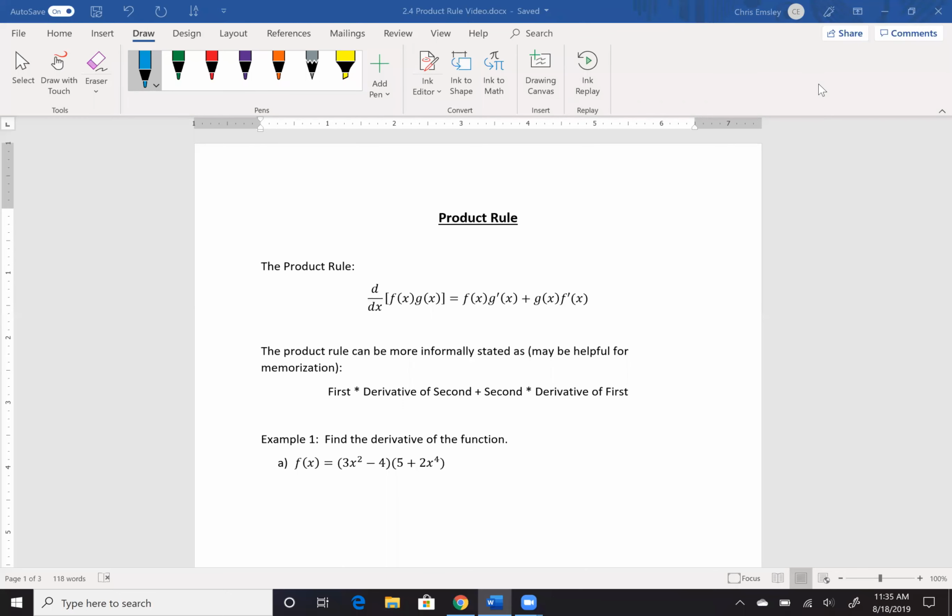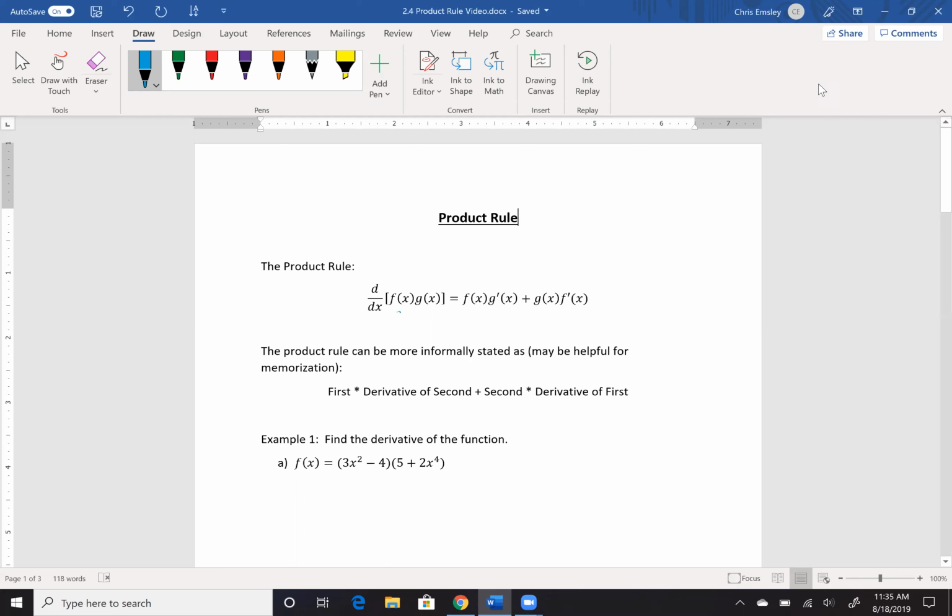Okay, in this video, we're going to take a look at the product rule. In our last section about derivatives, we looked at how to take the derivative of the sum or a difference of two functions. And now we're going to look at how to take the derivative of the product of two functions. You can see here we have the product rule at the top of the page.